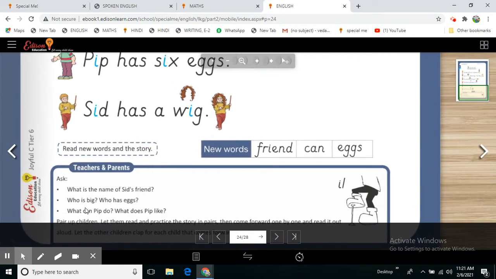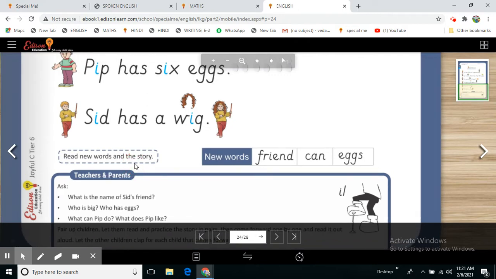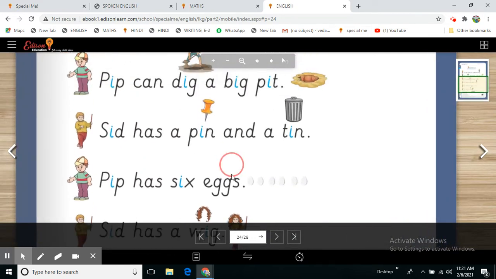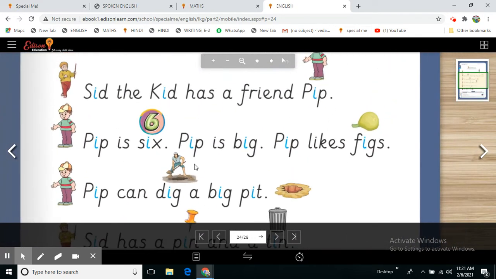And next, what can Pip do? What can Pip do? What does Pip like? What does Pip like? So, answer is, Pip can dig a big pit and he likes figs, right? Pip can dig a big pit and he likes figs. He refers to Pip, right?